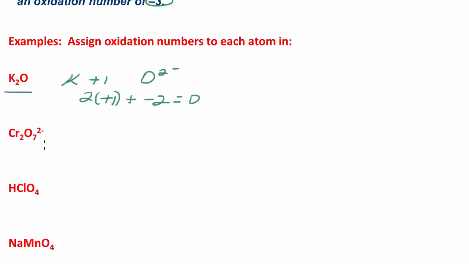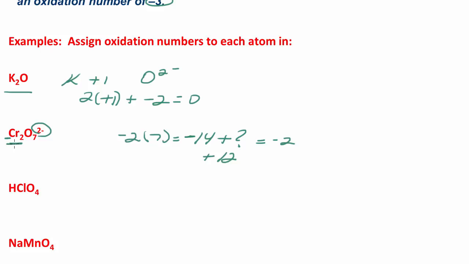Let's go to this ion here. We have the dichromate ion. We know oxygen has a -2 oxidation number. We want to know what the chromium is. But remember, in this case all the oxidation numbers must add up to the charge on the ion, which is -2. So we have 7 oxygens with -2 oxidation numbers, so that gives us -14. So what plus -14 will give us -2? That's going to be +12.